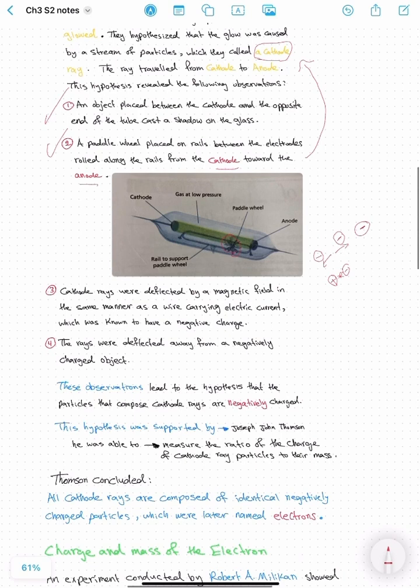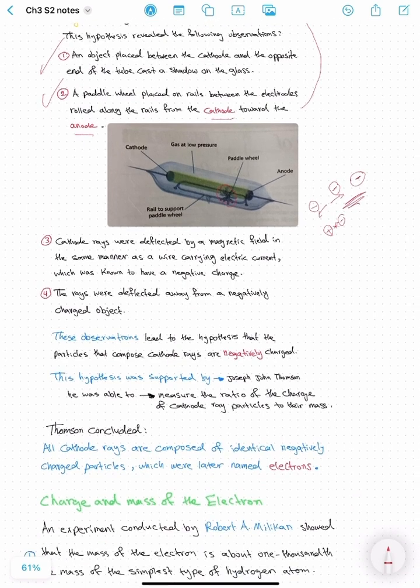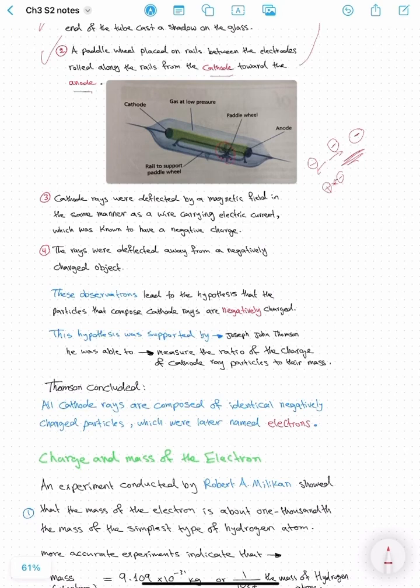Number four, the rays were deflected away from a negatively charged object. If we place a negatively charged object close to this ray, it will deflect it, again for the same reason: because it is negative, it goes away from the negatively charged object. So their observations led to the hypothesis that this cathode ray is negatively charged. Later on, they named it electrons.